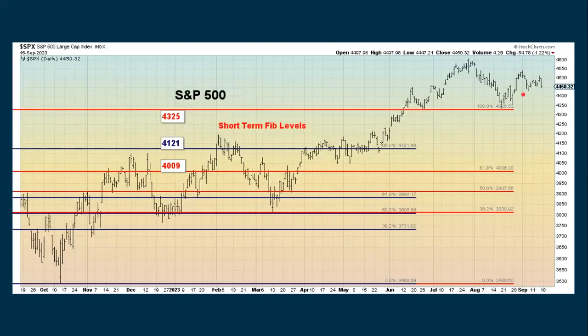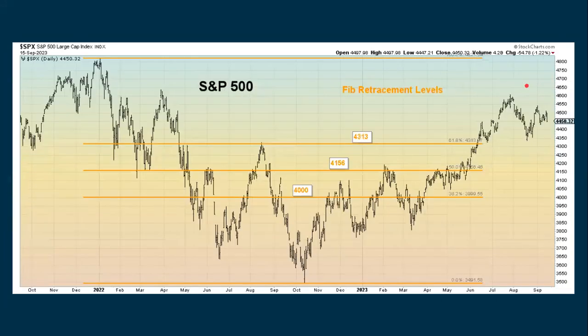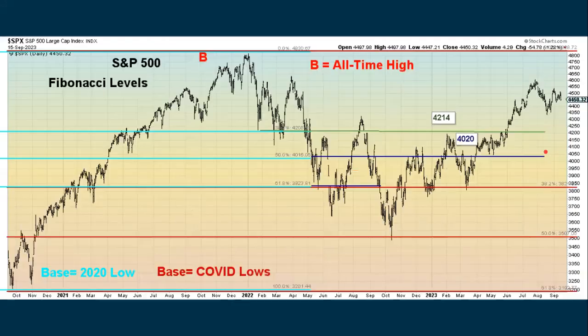We have a short-term fib study on here where we're above the 100% retracement level. So this is pretty much in no man's land now. Longer term, we're also in no man's land. And then very long term, we're also kind of here in no man's land, which is why I haven't been showing these charts.